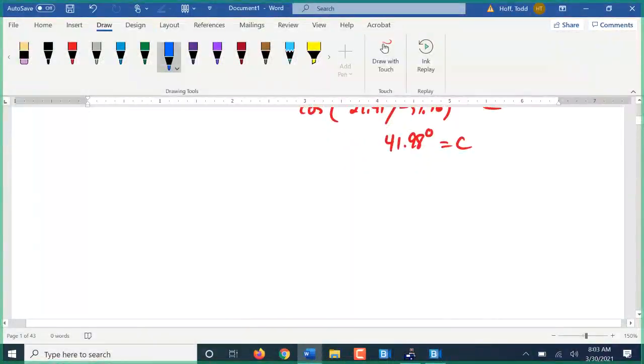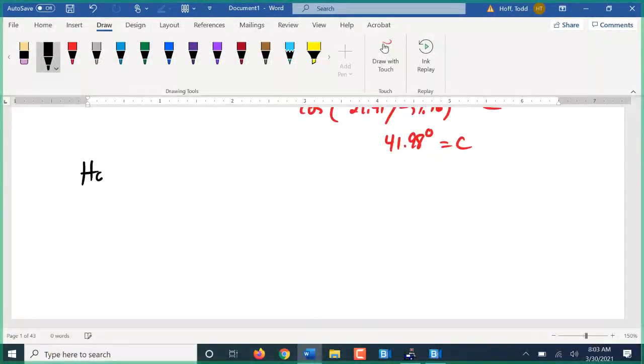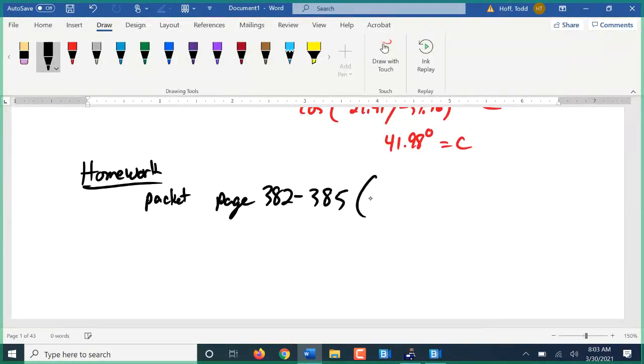Any questions? For homework here, going to be in that packet still. Page 382 through 385. 18 through 42. Technically, it's actually 19 through 41, the odds. It's just a continuation of that same assignment we started yesterday with our law of sines. Now we're going to be looking at applying law of cosines, just trying to determine when do we use the cosines and when to use law of sines.